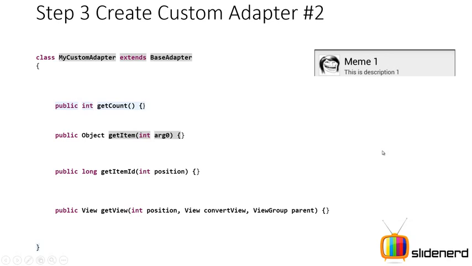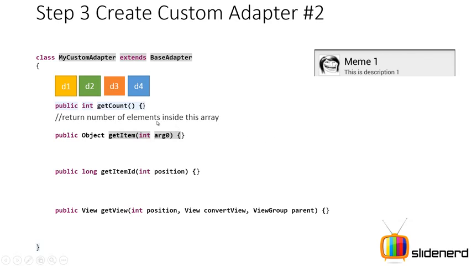Very simple. Your BaseAdapter expects you to have an array over here. For example, I have shown this array with the help of d1, d2, d3, d4. So inside the getCount method, you're expected to return the number of elements inside this array. Inside your getItem method, you provide the position number. For example, if I say 0, then D1 should be returned. If I say 1, D2 should be returned, and so on. So the getItem method returns the object at the position argument.